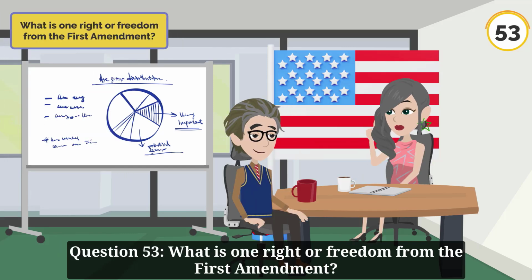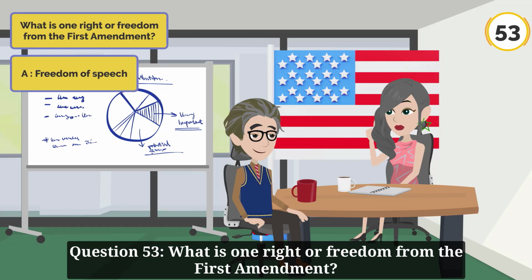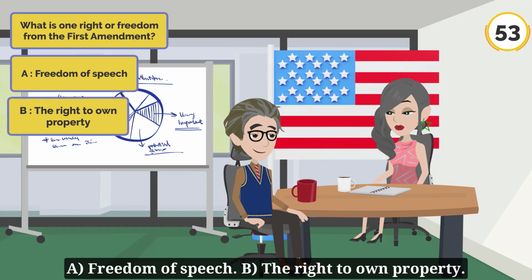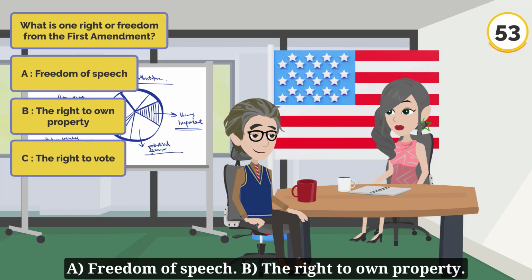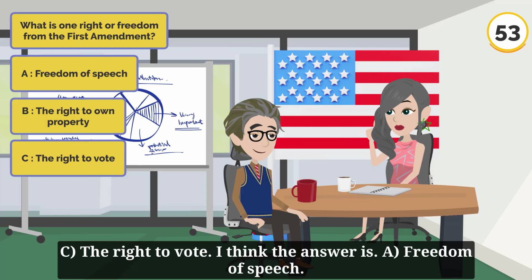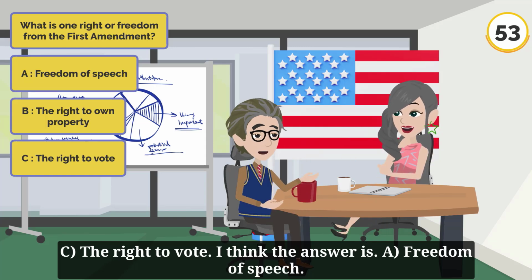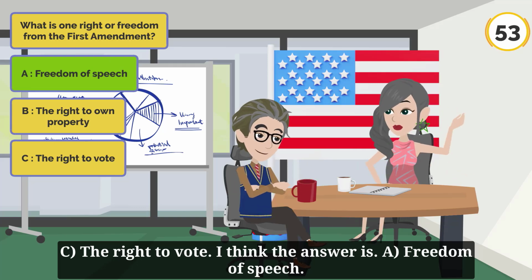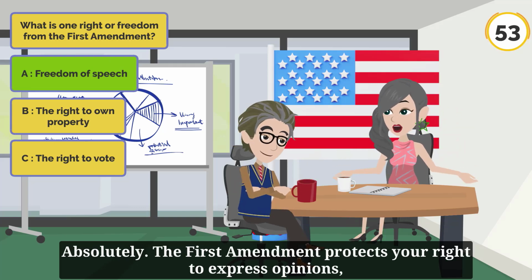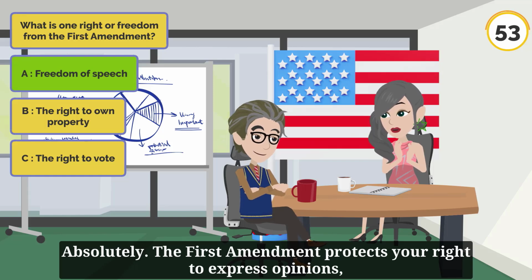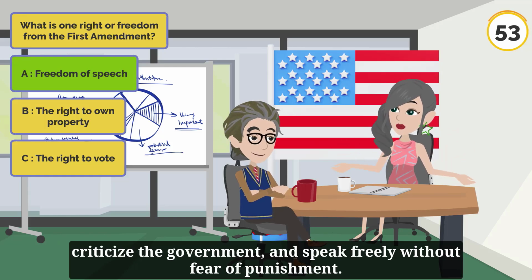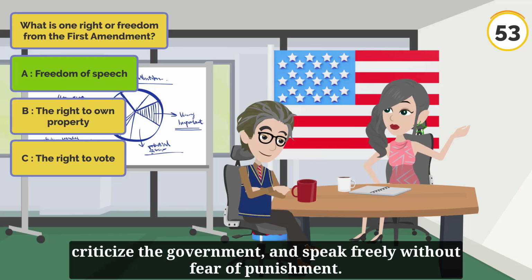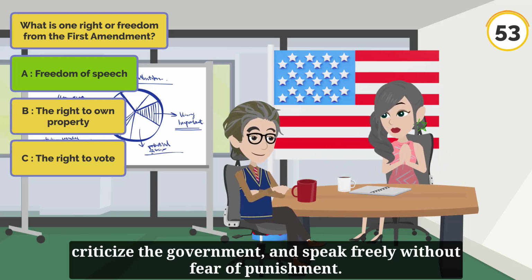Question 53. What is one right or freedom from the First Amendment? A. Freedom of speech. B. The right to own property. C. The right to vote. I think the answer is A. Freedom of speech. Absolutely. The First Amendment protects your right to express opinions, criticize the government, and speak freely without fear of punishment.